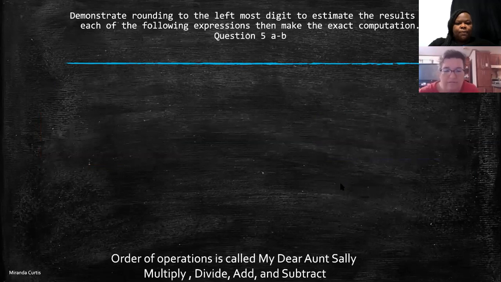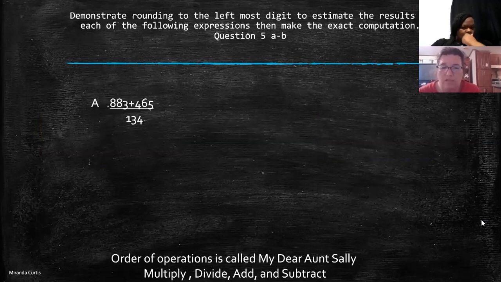All right, Miranda. Demonstrate rounding to the leftmost digits to estimate the results of each of the following expressions, then make the exact computation. Okay, so with any problem, especially if we're going to add, multiply or divide, we need to do the order of operations. This is how you say it: My Dear Aunt Sally. So you start with multiply, then divide, then add, and subtract.